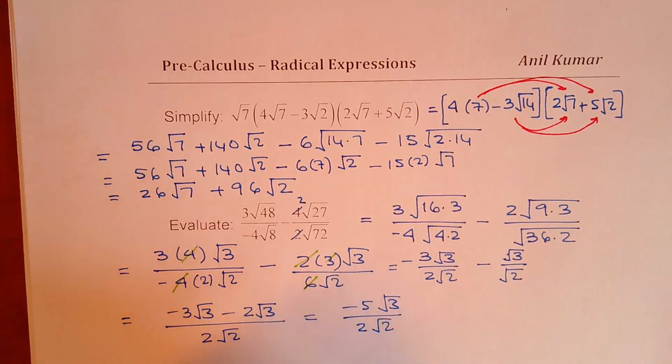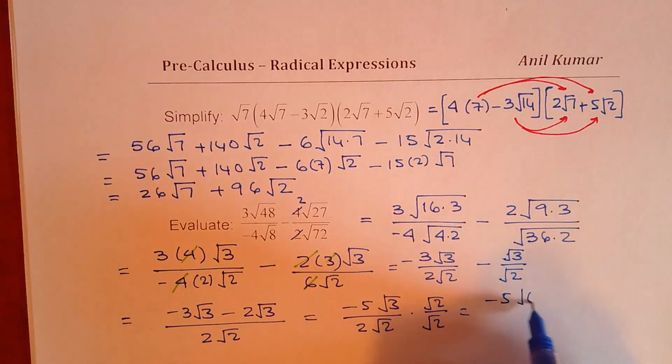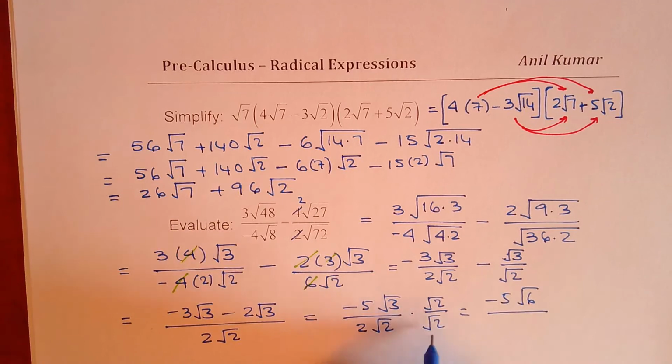Now it is always a good idea to rationalize. So we'll rationalize this, multiplying and dividing by square root 2. That gives us minus 5 square root 6 over 2 times 2 as 4. So that is the value which can be evaluated from the given expression.